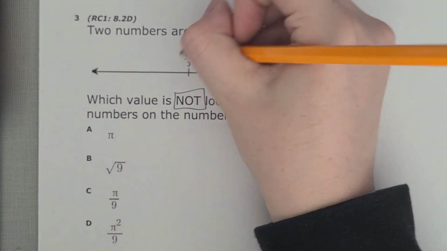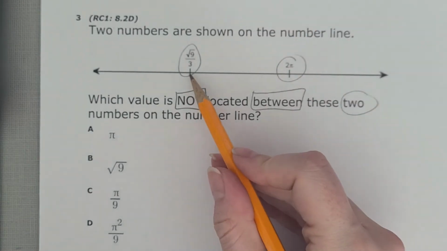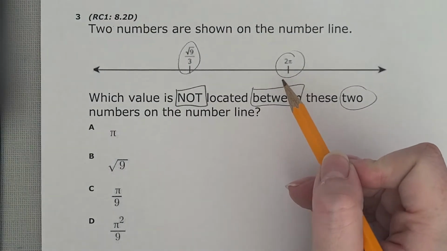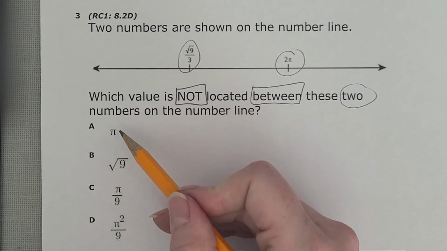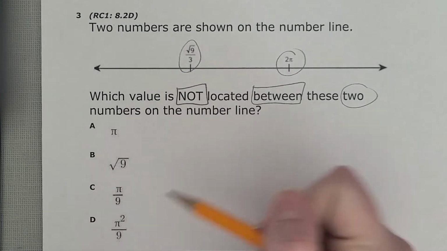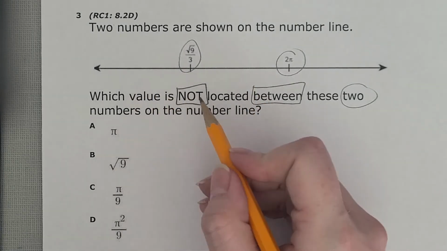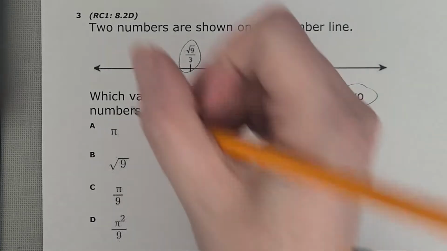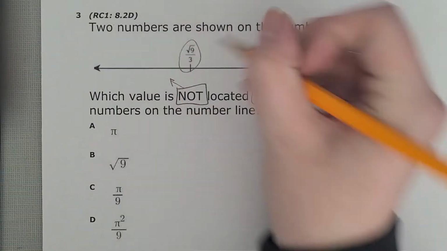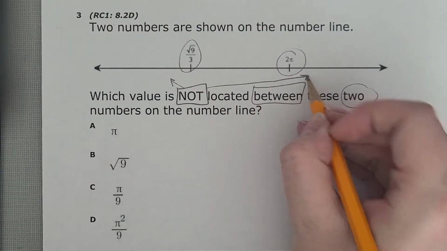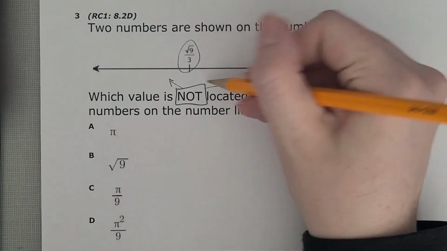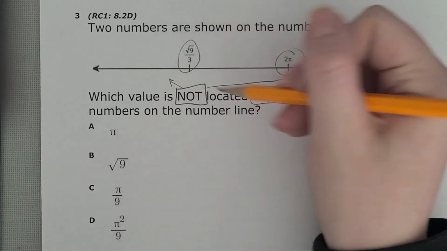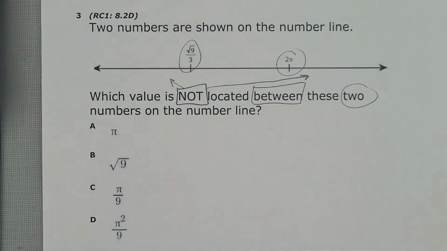Okay, so the first thing that I need to know is what value do these two numbers even have? Then I need to find the decimal form of these to know if they fall between them or not. I'm looking for the one that does not fall between, so it will either be to the left or to the right. If it falls in the middle, then this is not what I'm looking for. So we're just going to type it in.